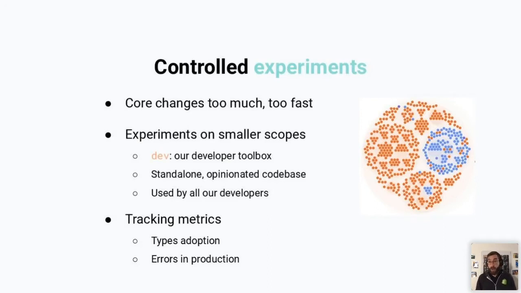It's also used by all the developers at Shopify on different machines, on hundreds of machines, actually. So if something can break in this application, it will in a matter of seconds. So we gather the errors in production and take a look at whether, when we add types, we have a direct impact on those errors.